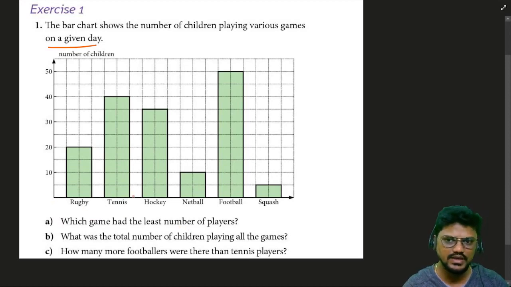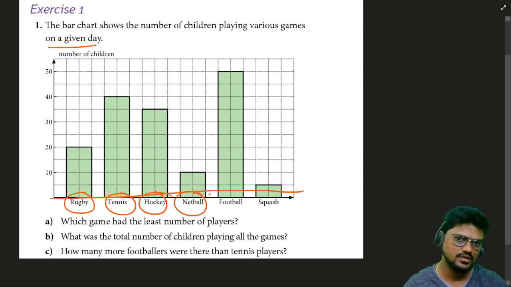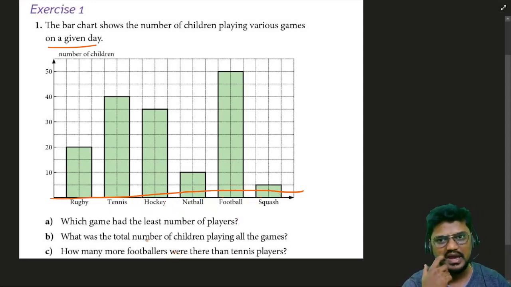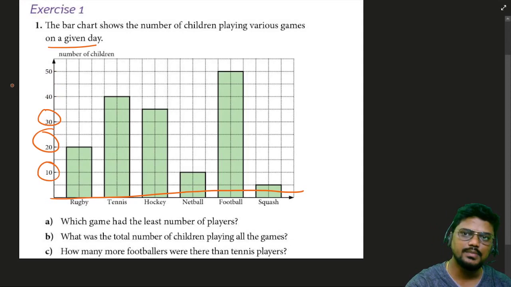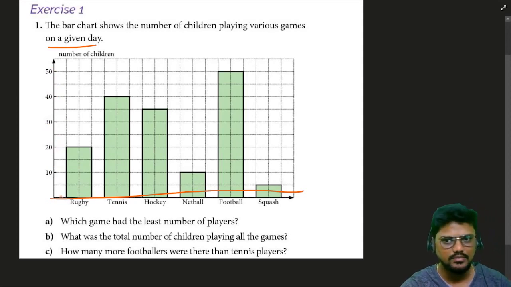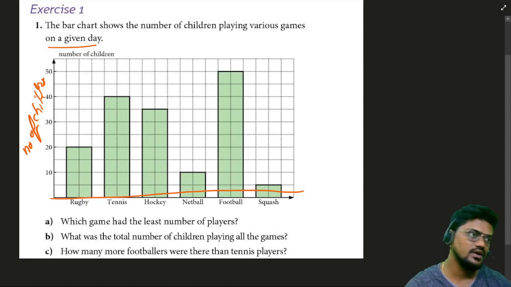Over here on the x-axis they have represented the sport: tennis, hockey, netball, football, squash, rugby. And on the y-axis they have represented 10, 20, 30, 40, 50. The bar chart shows the number of children playing various games on a given day, so the number of children is represented on the y-axis.